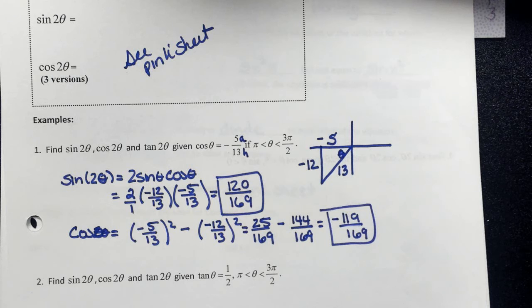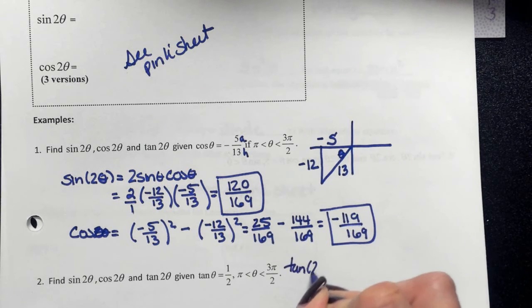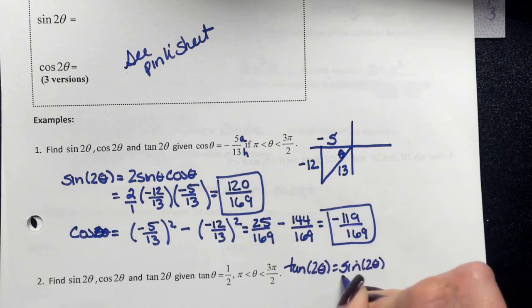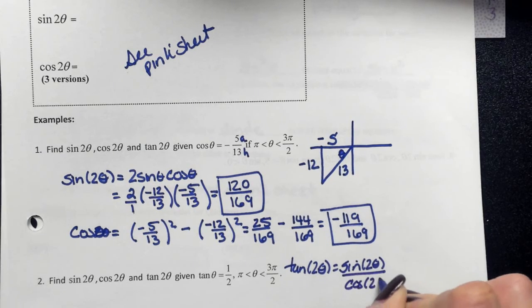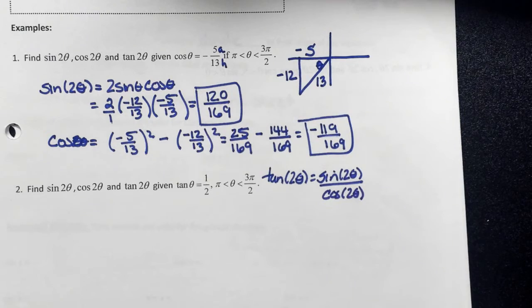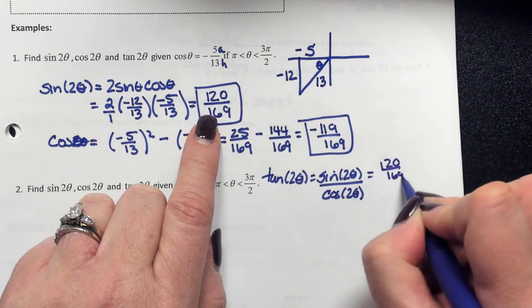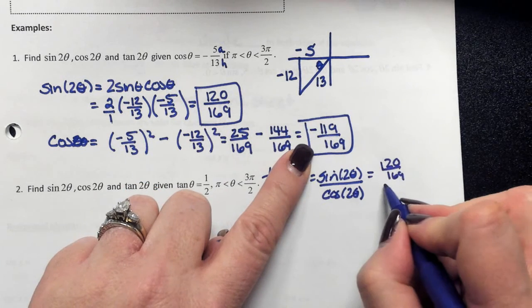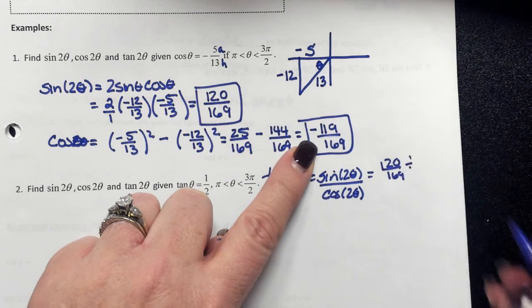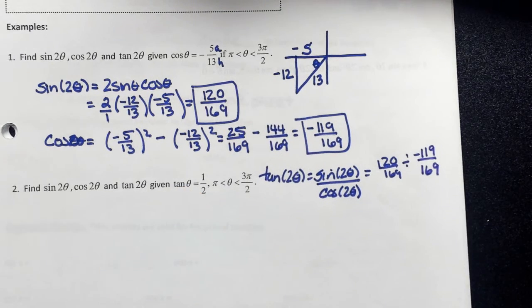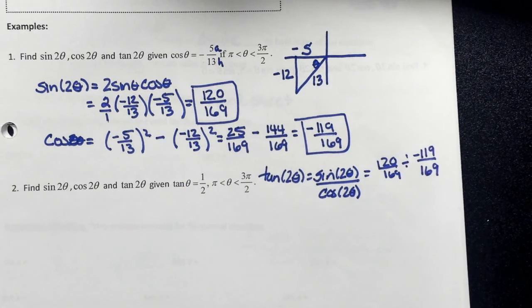So any questions on using the double angle formula for sine or cosine? Tangent. Remember, the tangent of 2 theta is just taking the sine of 2 theta, dividing it by the cosine of 2 theta. Well, we found the sine of 2 theta already, which was 120 over 169. And then I'm going to divide this by negative 119 over 169. There's a reason why I wrote this out horizontally.